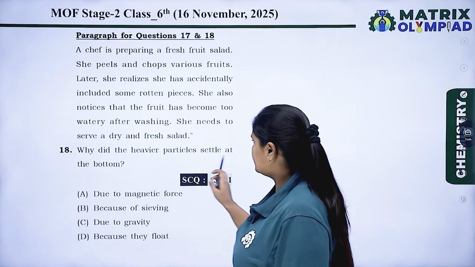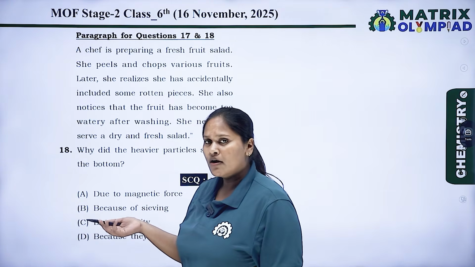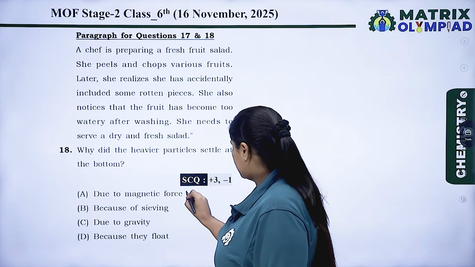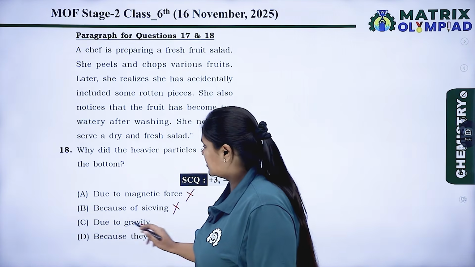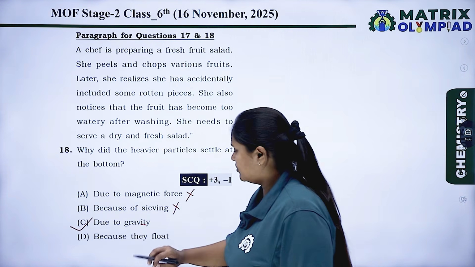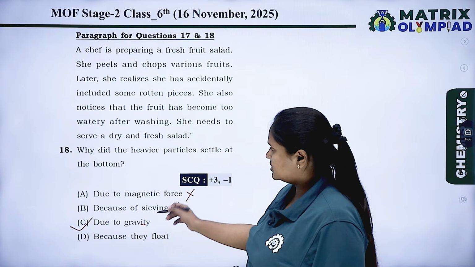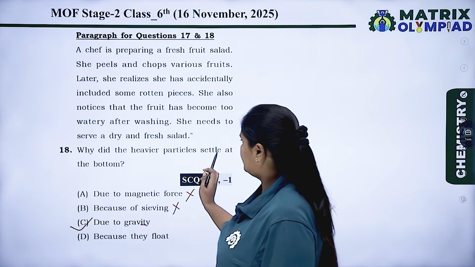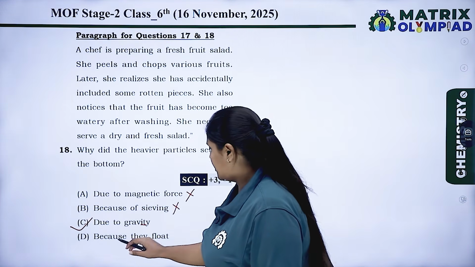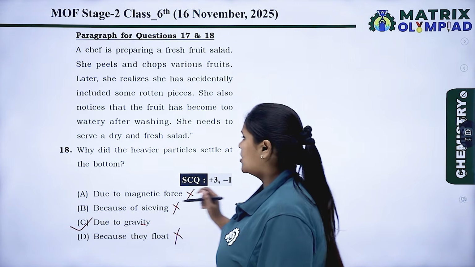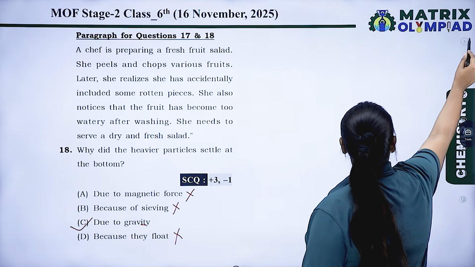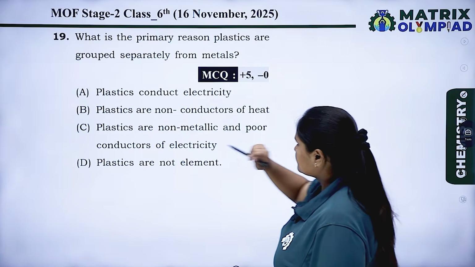Why did the heavier particles settle at the bottom? Due to magnetic force? No. Because of sieving? No. Due to gravity? Yes, because we know gravity is a force, and heavy particles settle at the bottom. Because they float? No. So option C is the right answer for this question. Now come to the next question.